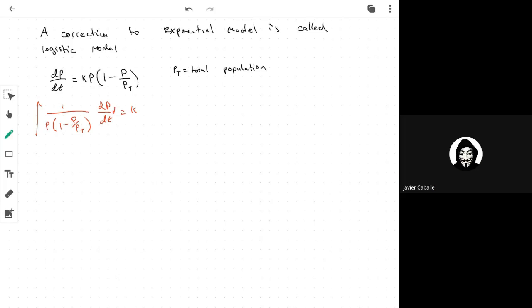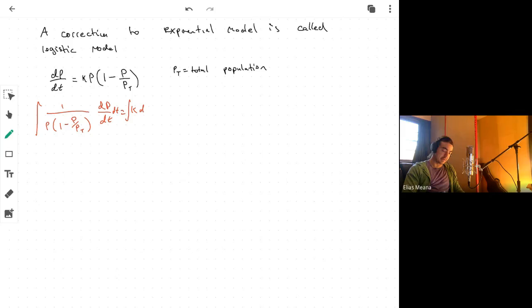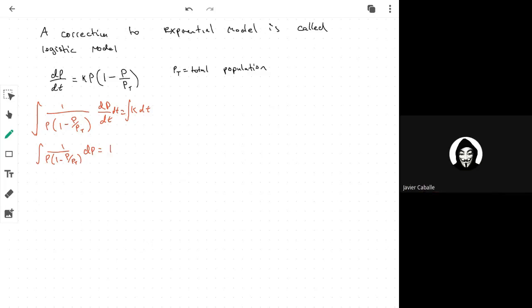Because PT is just a constant, right? It's the total population. If we're talking about the virus, which is very relevant, we can think of PT as being 7 billion, more or less. So integrating turns this left side into a dP integral. So we have the integral of 1 over P(1 minus P over PT) dP equals, I'll go ahead and just solve this one.